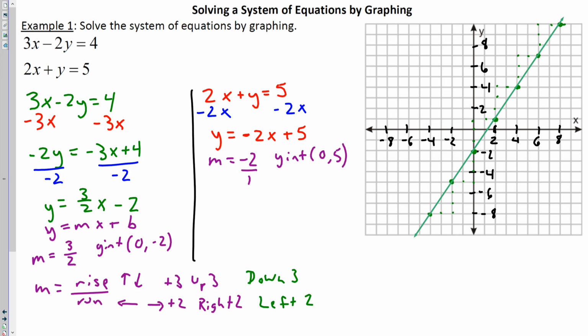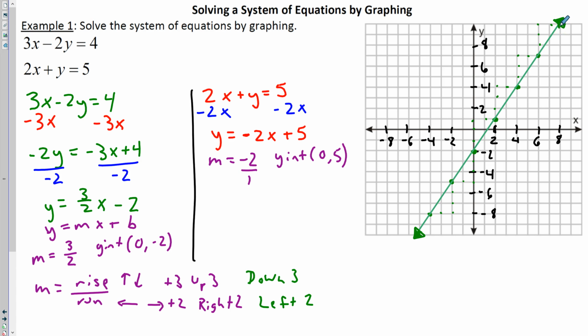Alright, so I've generated my straight line through those points. And when you make your straight line, remember to put your never-ending arrows at each end so that you know that your line will continue forever in both directions. Alright, so there is our first line.